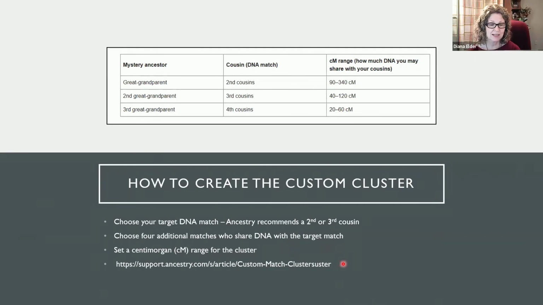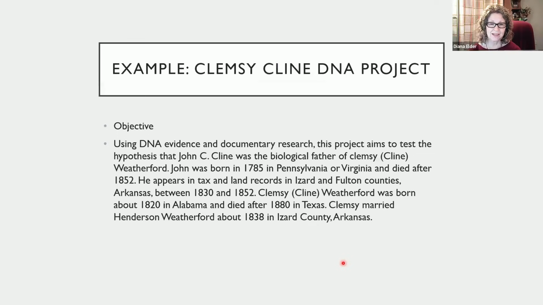So there is an Ancestry support article that you can click on in these different web pages that explains it in pretty understandable language. It's pretty high level, helps you get started on that. But I wanted to try this out with my latest DNA project, which is Clemsy Cline. I have done several different phases of this project, and my last phase was a DNA phase.